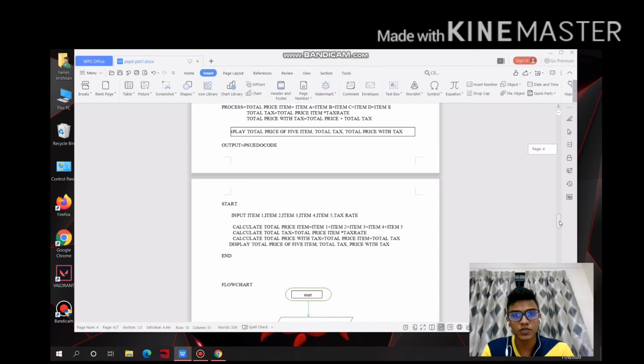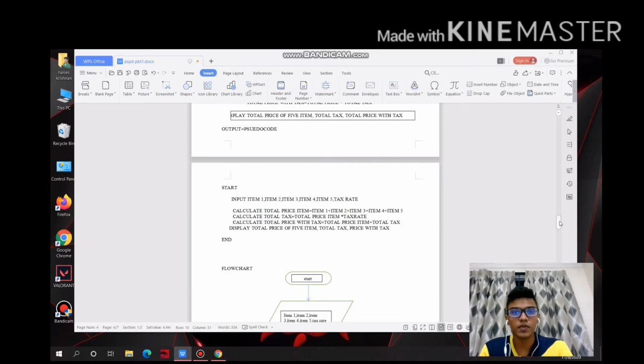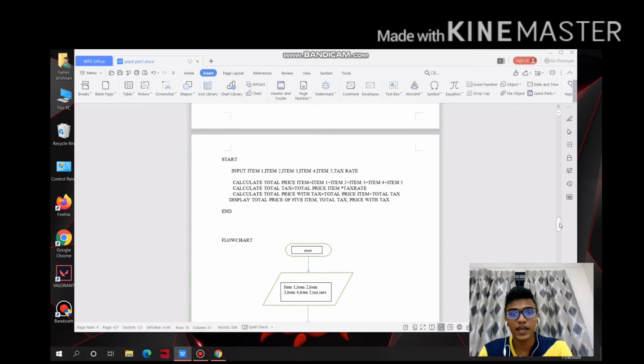And then for the pseudocode, we need to start the program, and then we need to input the 5 items including the tax rate, and then we need to calculate the total price, calculate the total tax, and then we need to calculate the total price with tax, and then we need to display the total price of 5 item, total tax and price with tax, and then we end the program.